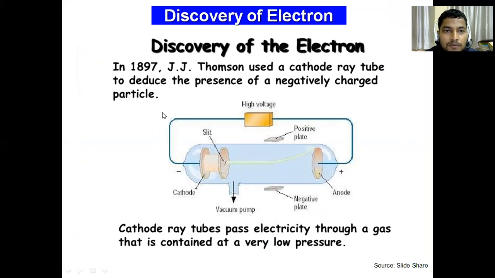Now, in the year of 1897, Professor Sir J.J. Thomson discovered the electron by using his cathode ray experiment. So this is the experimental setup. As you can see, this is a kind of discharge tube which is directly interconnected with a cathode and anode, and which is again interconnected with a high voltage energy source.